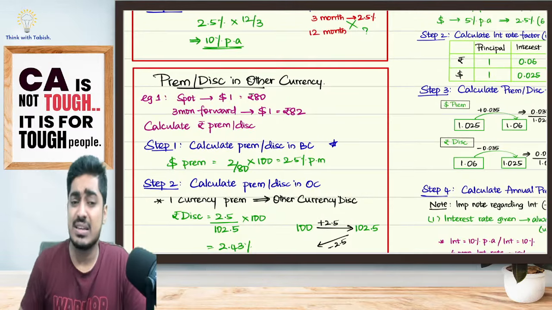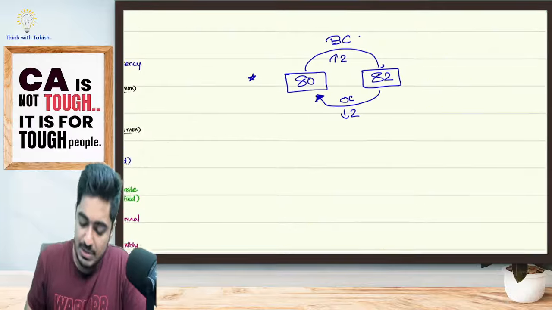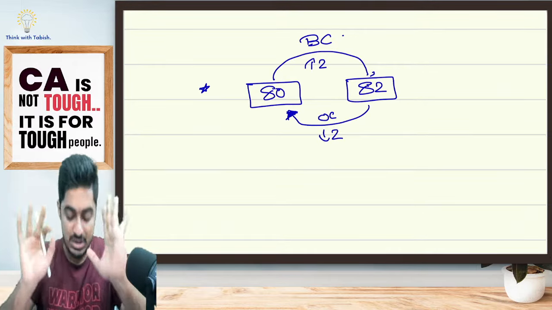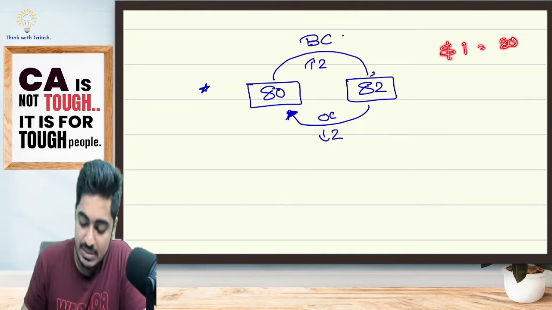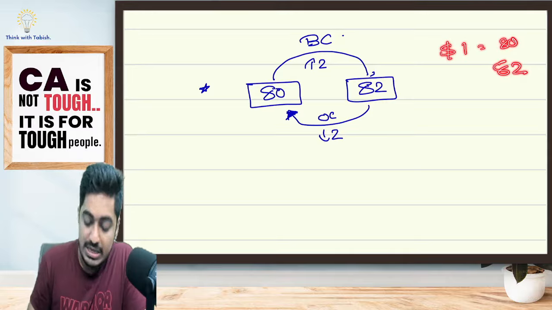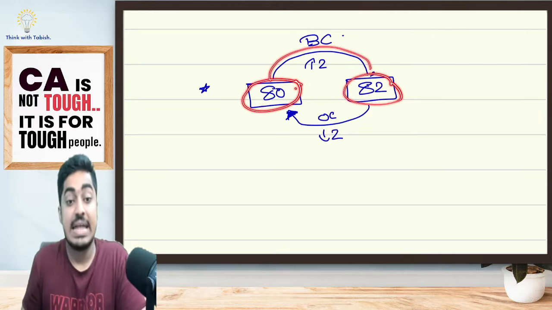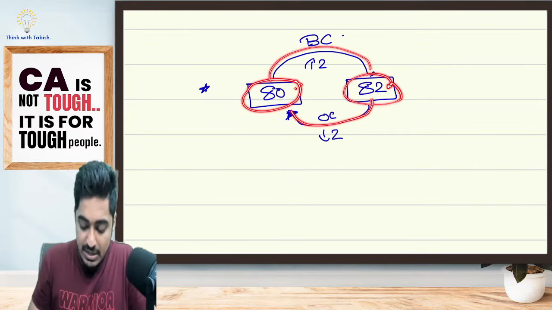Premium or discount in the other currency. Again, very lengthy formulas are there, no need to learn by heart at all. Simple. Just understand one very simple thing. If one currency increases, the other currency is going to decrease. The quote was $1 today was 80. 3 months later it became 82. My base currency is increasing from 80 to 82. That means my other currency is reducing from 82 to 80.